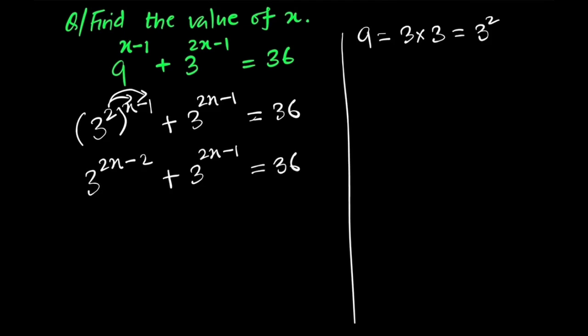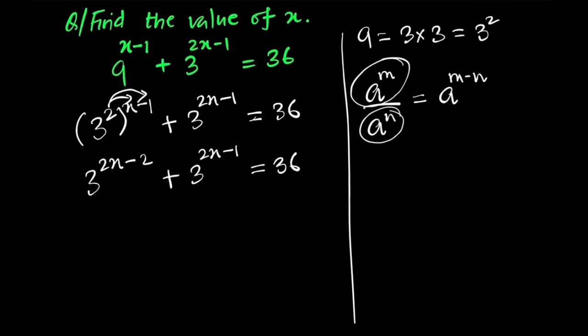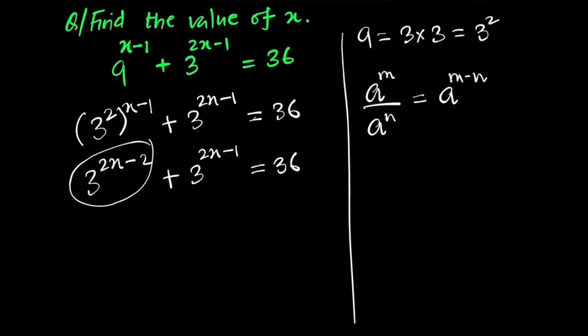You must be familiar with the quotient law of exponents, which states that a raised to m divided by a raised to n is equal to a raised to m minus n. When powers with the same base are divided, this equals the same base raised to the difference in the exponents. Now I want to break this one using the quotient law of exponents.